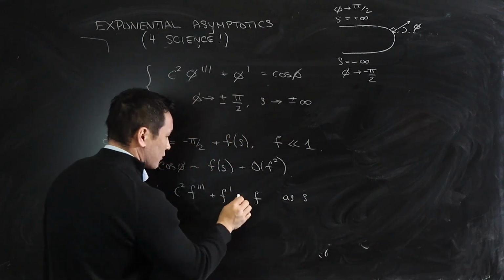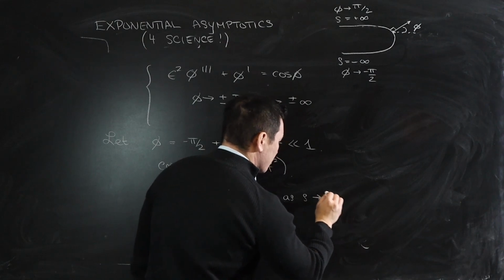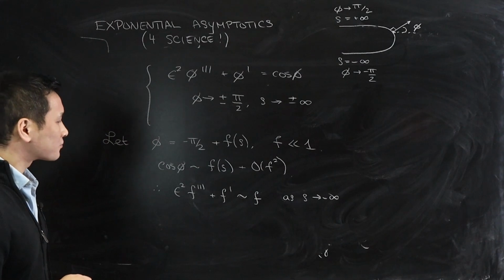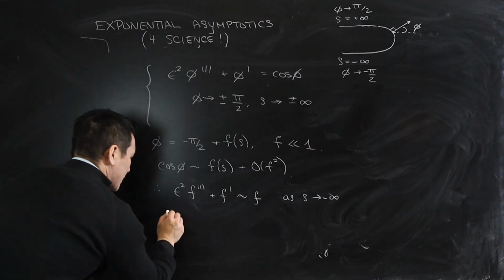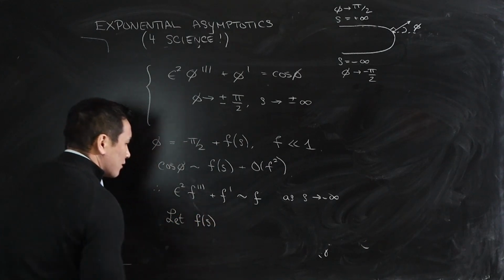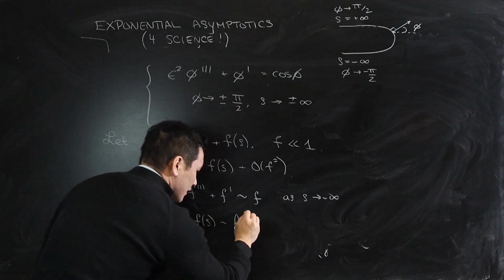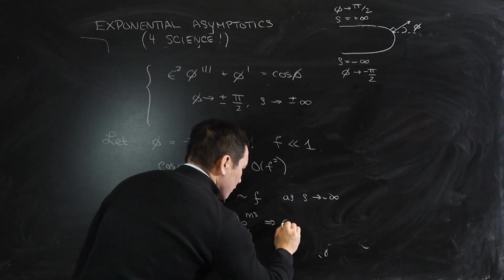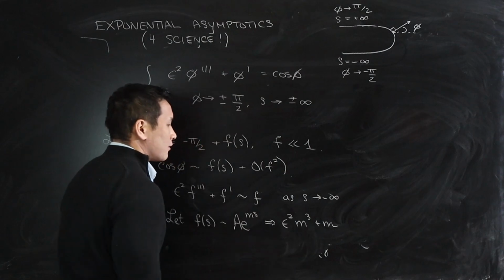So this should be rather twiddles if you want to keep it to this order of approximation as s goes to minus infinity. So this is the equation that should be valid far on the left at minus infinity. Well, this admits exponential solutions, so if I just let f of s be basically a times e to the, say, m times s, I have to solve a cubic equation, epsilon squared times m cubed plus m twiddles 1.